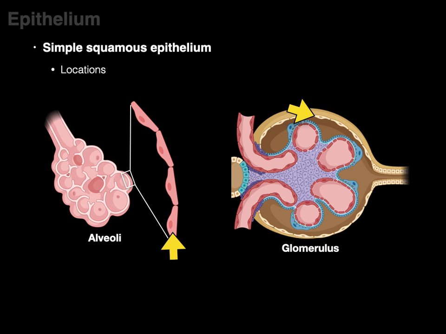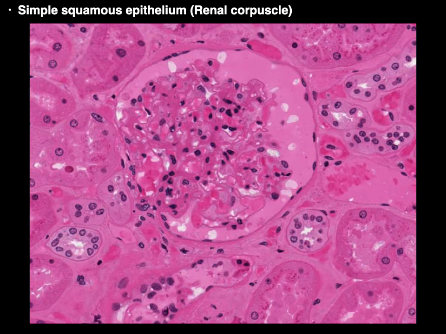So that's the parietal layer of cells in the glomerulus, and they're flat. And then you also have these flat cells that line blood vessels, those endothelial cells, which most pathologists don't like to call simple squamous epithelium, but they look like it. All right, so let's do an example.